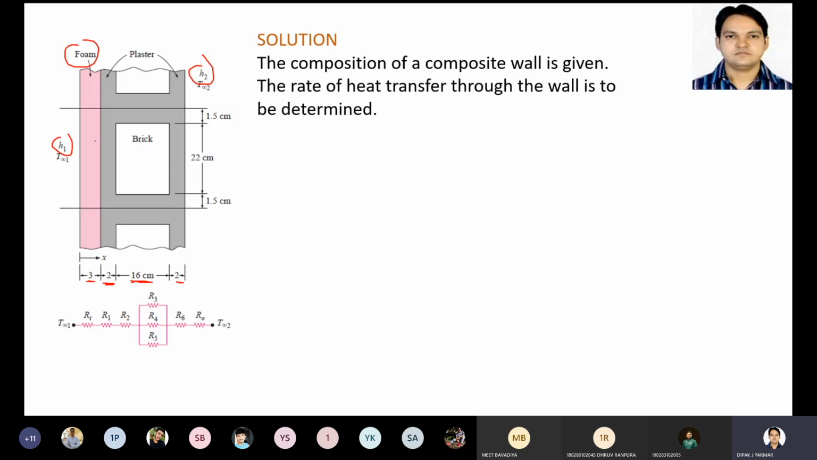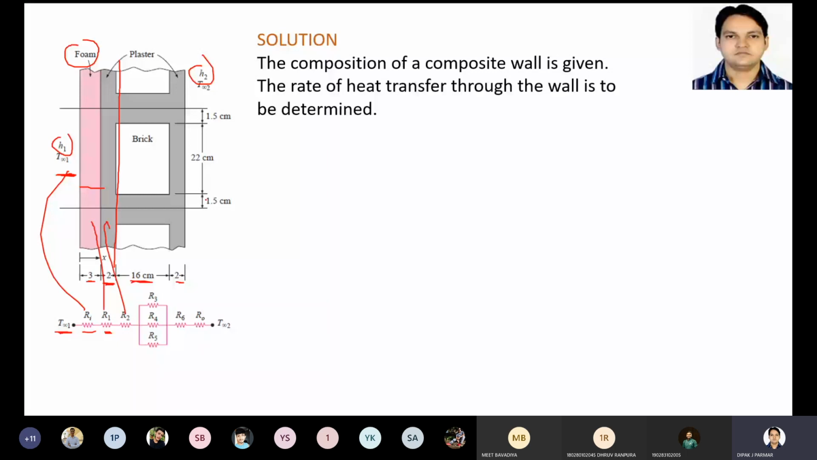So let us convert this actual wall system into a thermal resistance system. The temperature which is known to us is T infinity 1. Ri is the resistance offered by this particular wall, the internal convection heat transfer resistance. Then the resistance offered by this layer of plaster is R1. R2 is this plaster. Now for R3 we have 3 different layers.